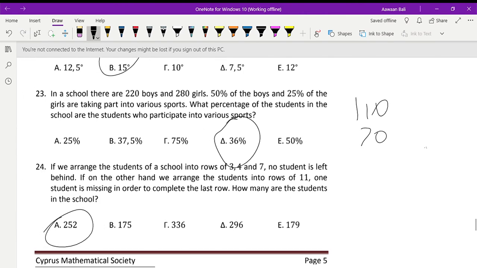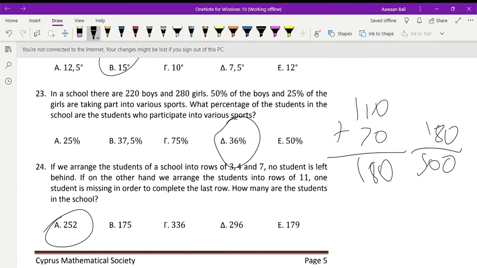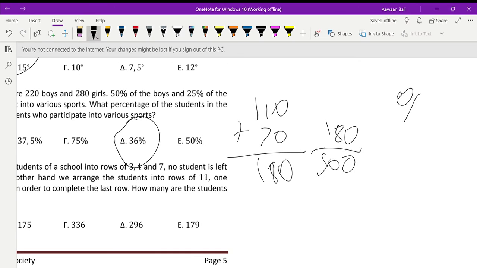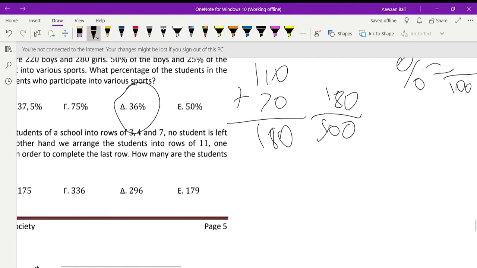What percentage of the students in the school participate in various sports? So first we have to find the amount of children in the school, and the amount of children who are taking part in the sport. So 180 children taking part in the sports, and 220 plus 280 is 500. So 180 upon 500. Now since we know percentages, I chose fractions, because percentages are basically out of 100.